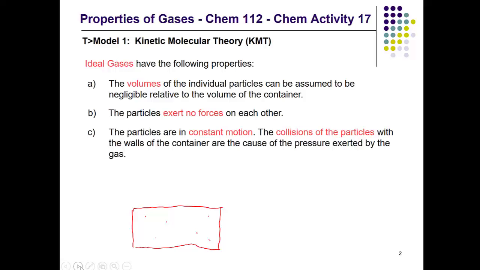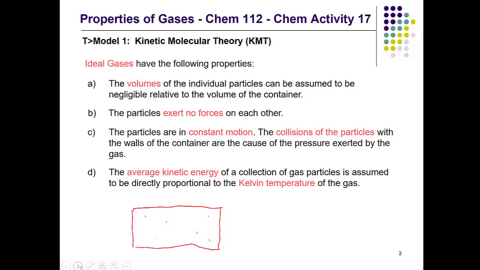Next, the particles, of course, are in constant motion. It's that constant motion and the subsequent collisions between the particles and the walls of the container that cause the pressure of our gas, ideal or not. And then here is one of the key ideas I'd like to highlight in this activity. The average kinetic energy of a collection of gas particles is assumed to be directly proportional to the temperature in Kelvin. If you double the temperature in Kelvin, the average kinetic energy of that gas will double. The only way you can change the kinetic energy of a gas is to change its temperature. Any two gases at the same temperature would have the same average kinetic energy.